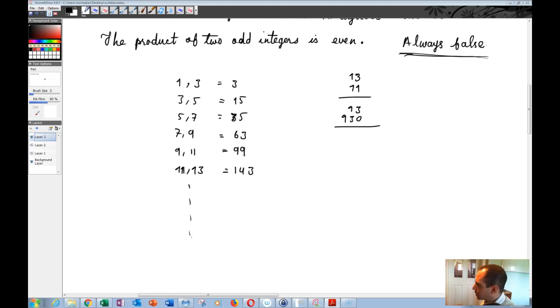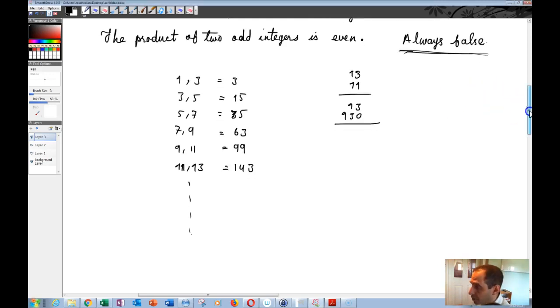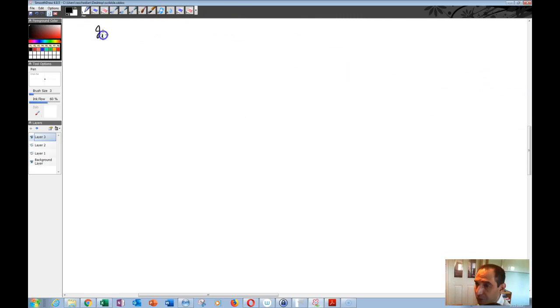Now, a mathematical statement cannot be ambiguous. In mathematics, a statement is only acceptable or valid if it's either true or false. So this is something important that we need to add here. A statement in mathematics cannot be ambiguous.